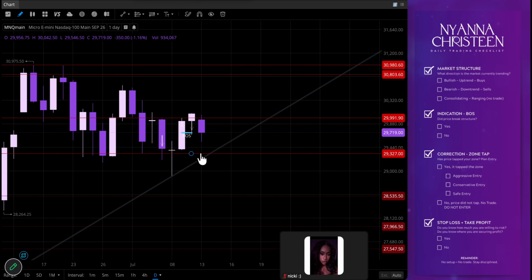Then I'll get out, see if price can break this trend line, hold the trend line and continue down, or above here. If price could push above here, I'd be open to buy. So let's go on to the 4 hour.